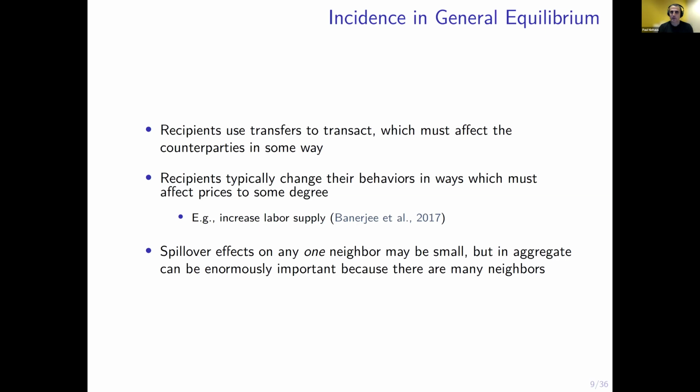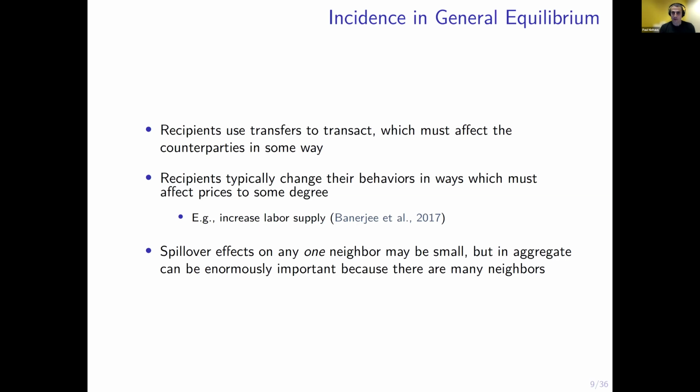So I think it's sort of intuitively obvious that there must be things like this going on. The second point I want to emphasize is that they may be very important even if the effect on any one neighbor is small. The reason I want to emphasize this is because you'll often hear in econ presentations, yes, there probably are some spillover effects, but we're not worried about them because we only treated a very small share of the population of each village or something like that.